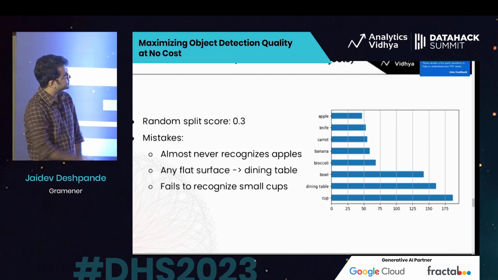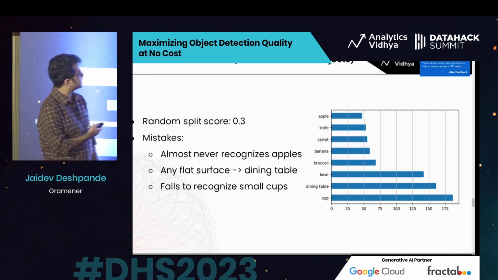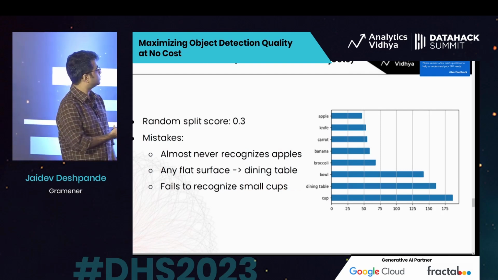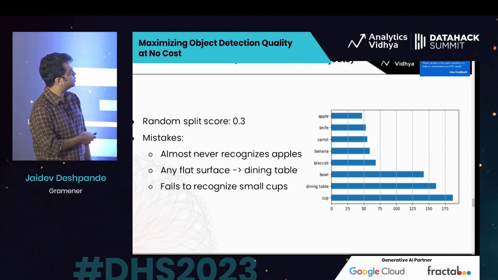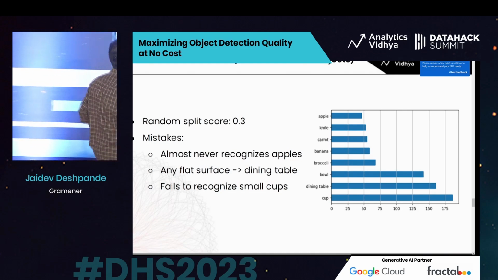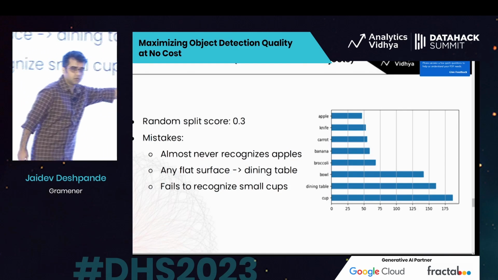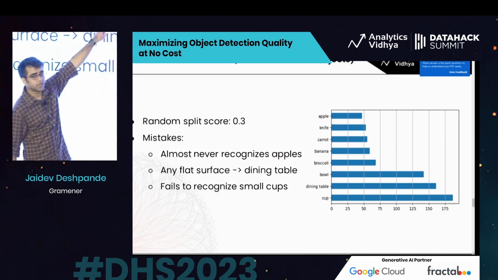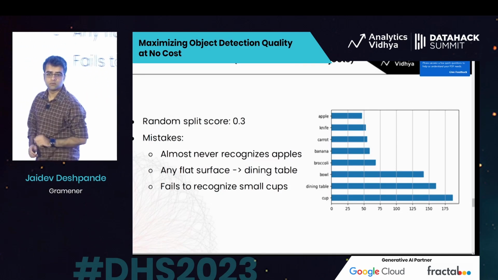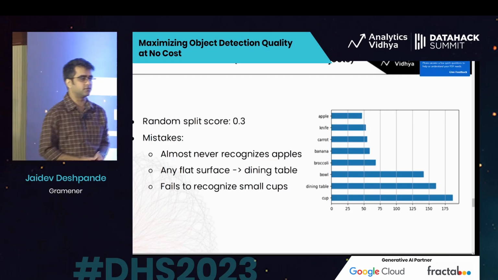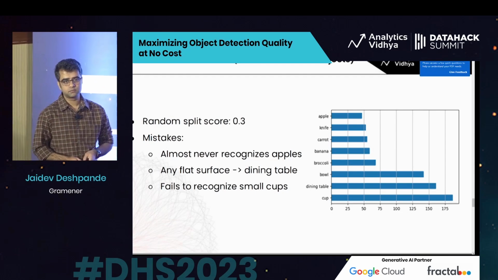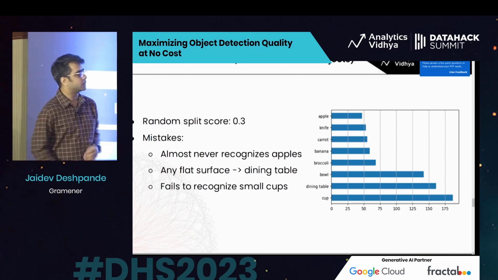But these are essentially the classes. There are apples, knives, carrots, bananas, broccolis, bowls, dining tables, and cups. And if you look at the mistakes, 2 of them belong to the most prevalent 2 classes, and the third one belongs to the rarest class. So that tells us something, right? That gives me some push towards how to stratify this. I can stratify by count, obviously, instead of doing it random, right?